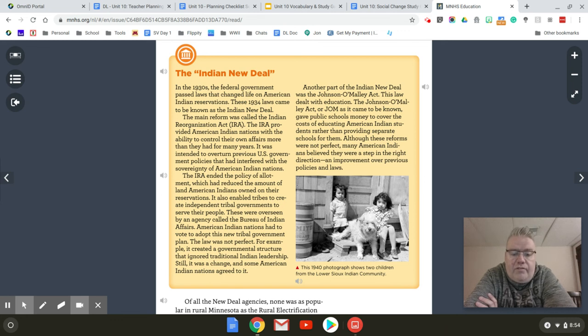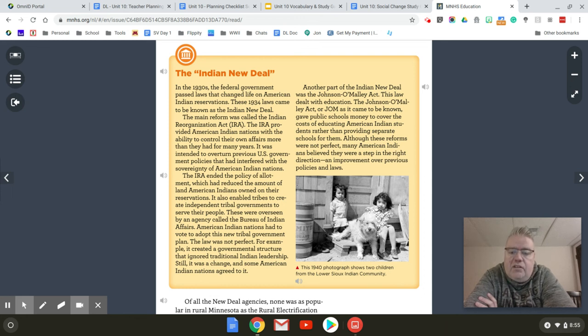The laws were not perfect. For example, it created government structure that ignored traditional Indian leadership. Still, it was a change, and some Native American Indian nations agreed to it. Another part of the Indian New Deal was the Johnson-O'Malley Act. This law dealt with education. The Johnson-O'Malley Act, or JOM, as it came to be known, gave public schools money to cover the cost of educating American Indian students rather than providing separate schools for them. Although these reforms were not perfect, many American Indians believed they were steps in the right direction to improve over previous policies and laws.